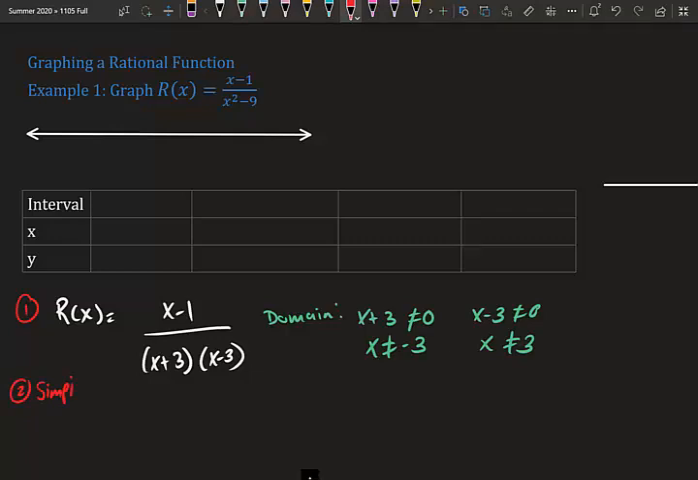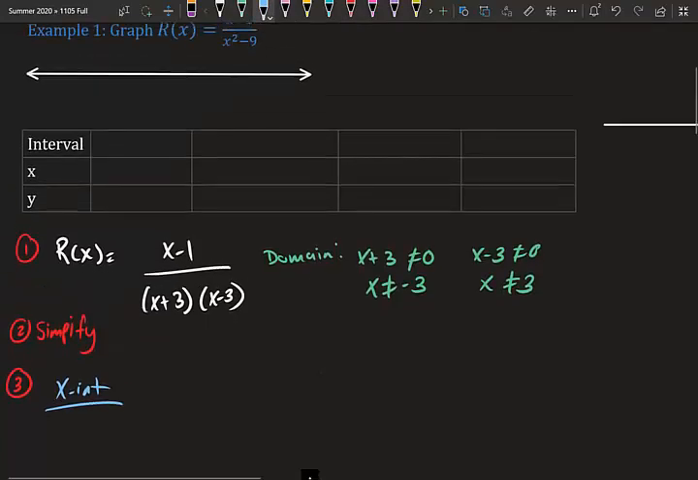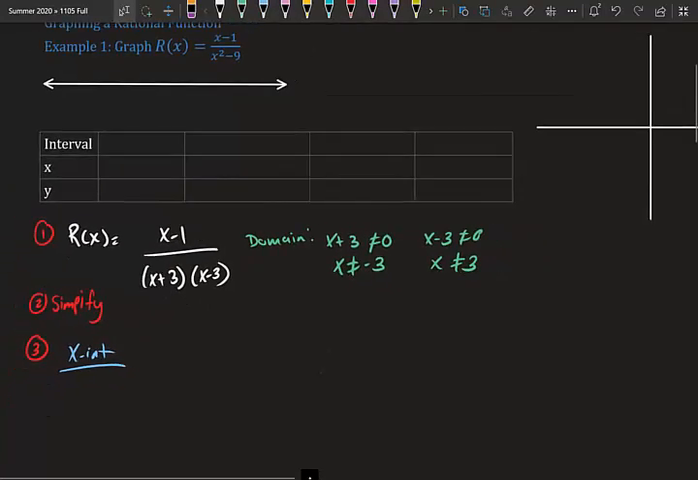We cannot simplify this fraction. So since we cannot simplify it, we move on to the third step. The third step is finding x and y intercepts. So we have our first, which is x-intercept. So remember, x-intercept, we just set y equal to 0. But remember, do we have to do that for the x-intercept?